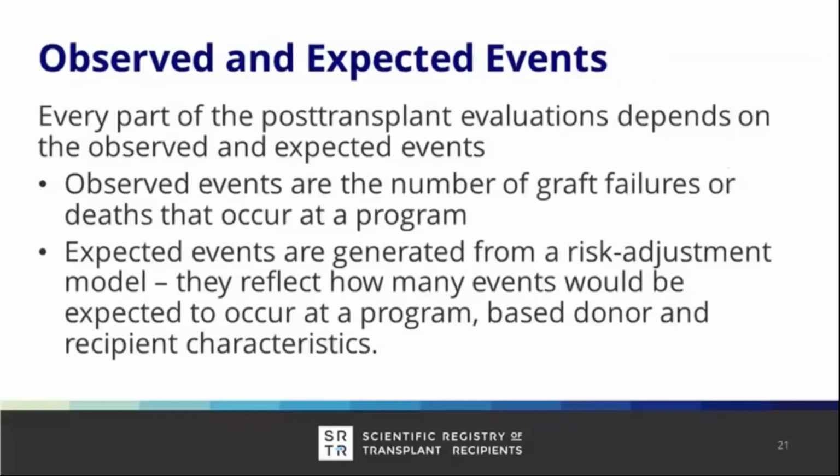Now, every part of the program evaluations is related to the observed events and the expected events. And when I'm talking about events, I'm talking about graft failures or deaths in the post-transplant world. The observed events are the number of graft failures or deaths that occur in a program. The expected events come from this risk adjustment model. It's a prediction of how many events we'd expect to have at your program given the donors and the recipients at your program. So we're using this model to predict the expected events, and then every part of the evaluation is related to the observed events and the expected events.